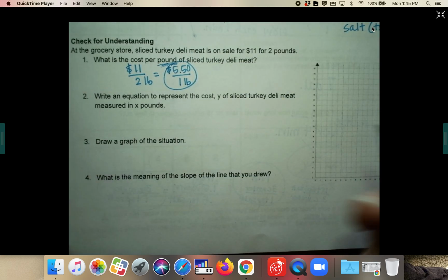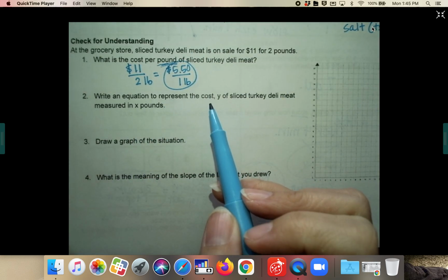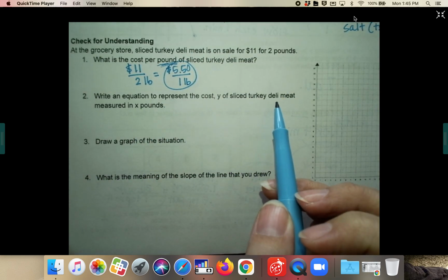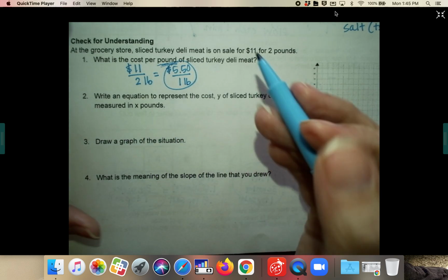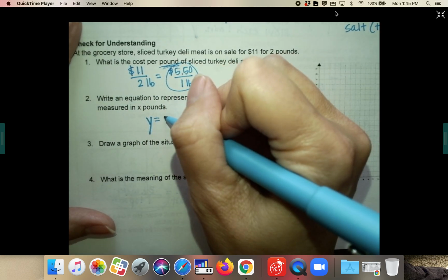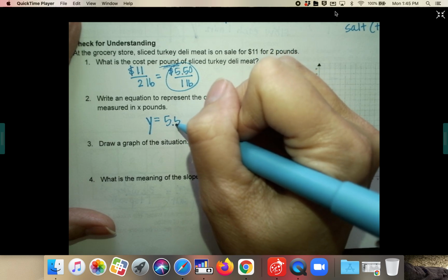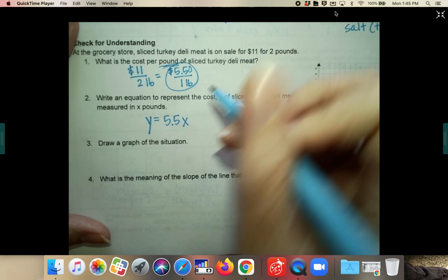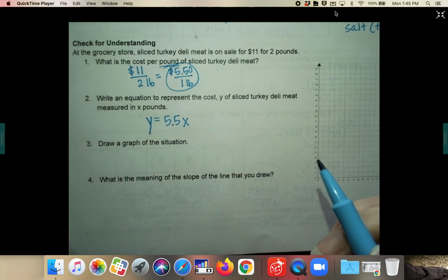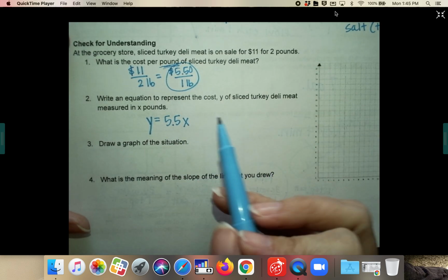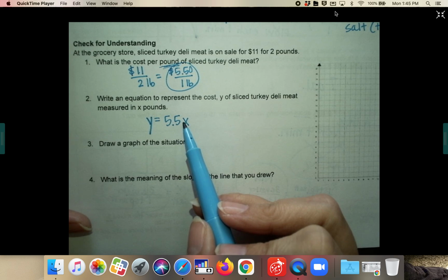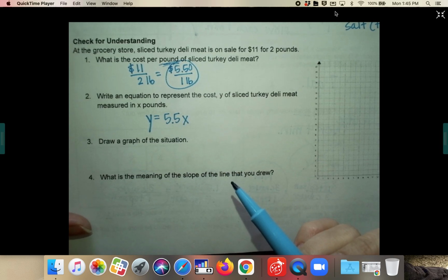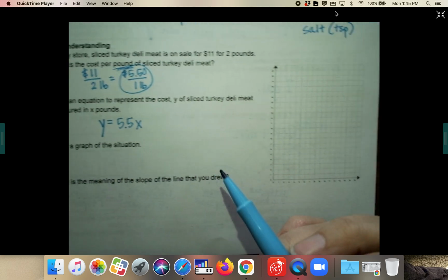So what is the cost per pound? $5.50 per 1 pound. Write an equation to represent the cost of y sliced turkey deli meat measured in x pounds. That would just be y equals 5.5x. At this point, you can just do 5.5x because we're not necessarily talking about money in our equation. It's about money, but when you write it in an equation, you don't need the extra zeros. Okay, let's draw a graph of this situation.